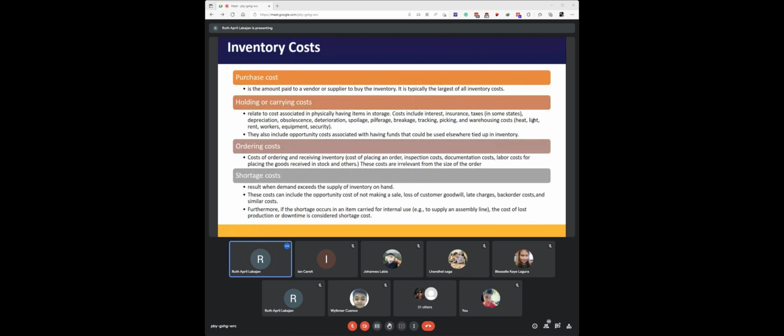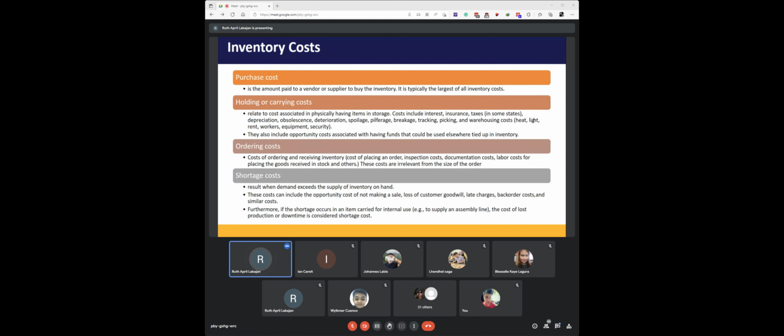Okay? Then next, you should have a good estimate of inventory cost. Okay? So we have the purchase cost. Of course, you know what the purchase cost means, right? How much you pay for a material or item. Okay? Then the holding or carrying cost, which I always emphasized earlier, no? Holding or carrying cost, it relates to cost associated with physically having items in storage.